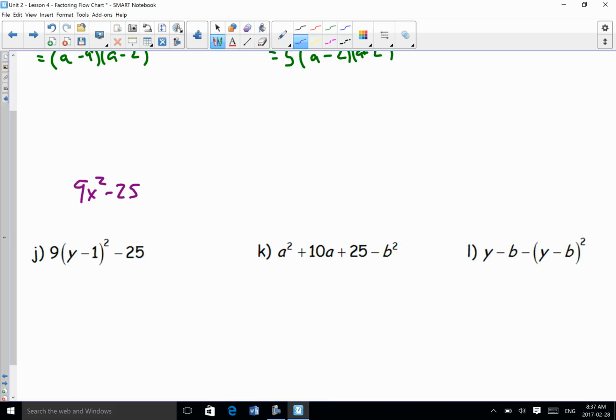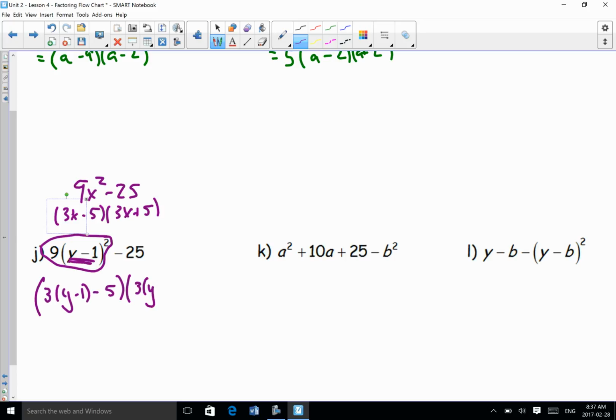That makes this into a difference of squares. So let's approach it that way. If our question was 9x squared minus 25, we'd have (3x minus 5)(3x plus 5). We don't have x. We have this as our second part. So the square root of this term is 3(y minus 1) minus 5 and 3(y minus 1) plus 5. Okay, so I've taken the whole square root of 9(y minus 1) squared and made it into this thing, the expression itself. That one's a little tricky.